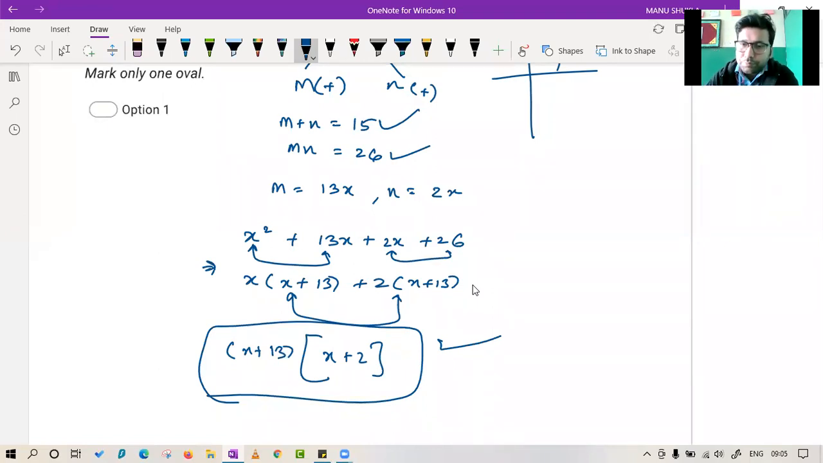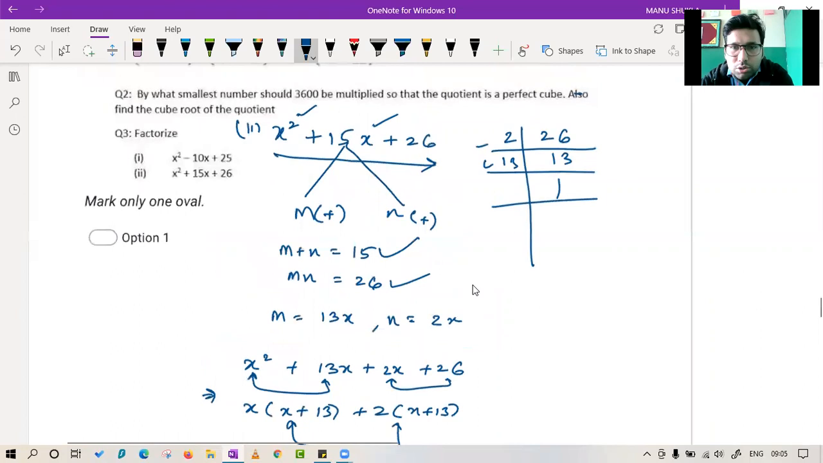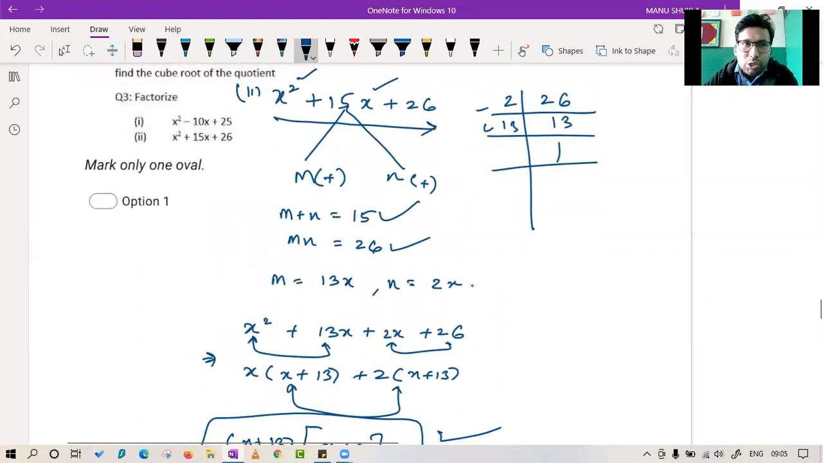Please confirm. Any doubts in this question? I think Prisha is not there today because she had doubts in these questions. Okay. Smriti is clear with the question. Good.